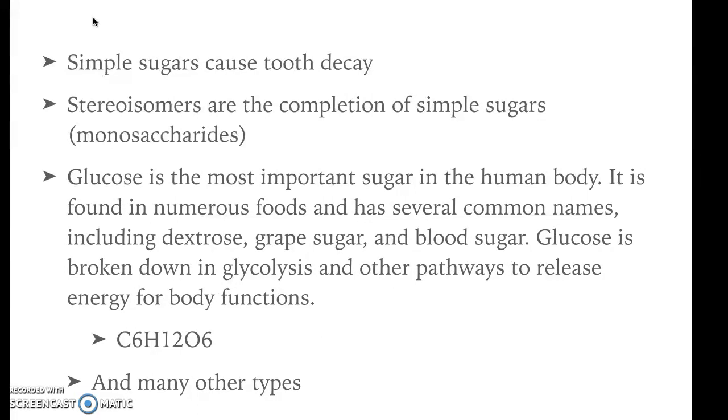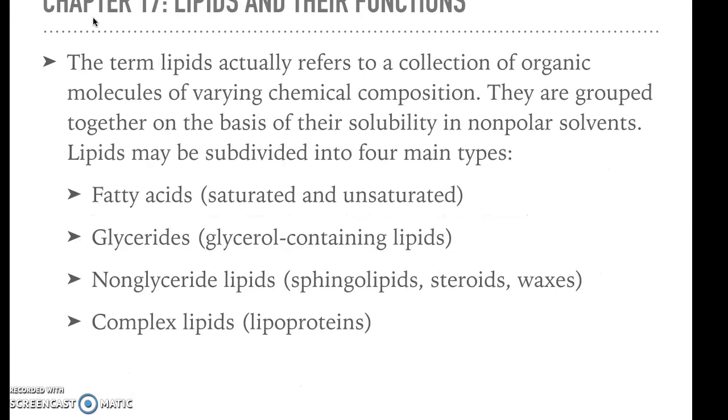They are simple sugars, but those simple sugars can cause tooth decay. This is just a random fact. Stereoisomers are the complexity of simple sugars, so monosaccharides, and glucose is the most important sugar in the human body. It is found in numerous foods and has several common names, including dextrose, grape sugar, and blood sugar. Glucose is broken down in glycolysis and other pathways to release energy for body functions. C6H12O6 is glucose, and it also has many other types of functions.